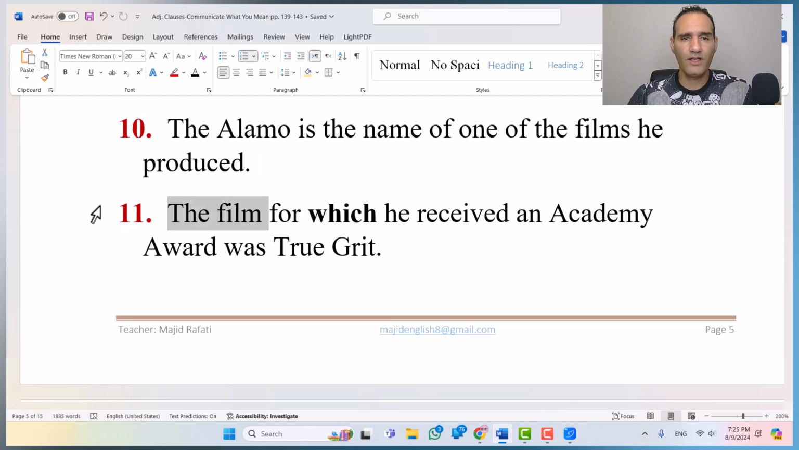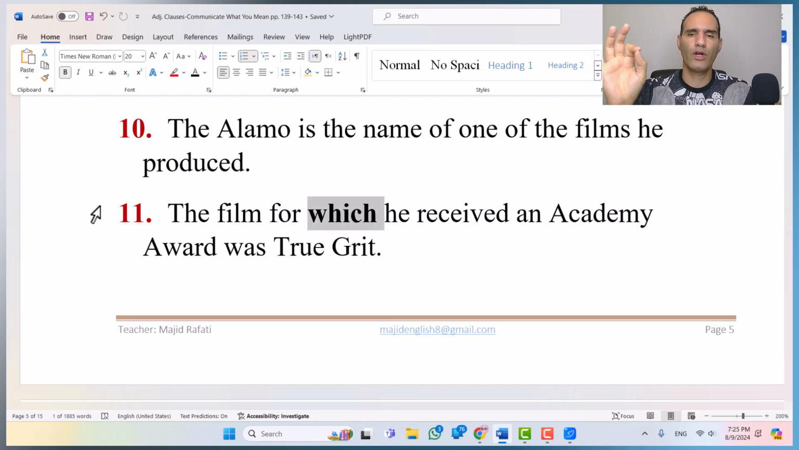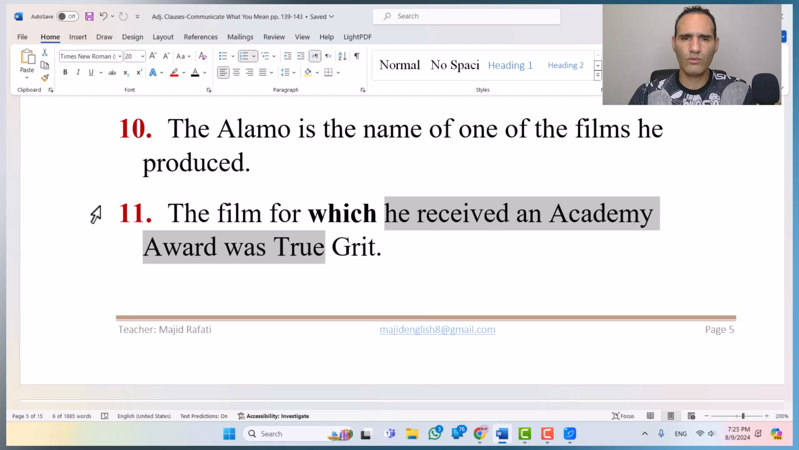11. The film for which, I told you if the relative pronoun is preceded by a preposition, that relative pronoun is only whom or which, and it cannot be omitted. The film for which, because it is film, we can bring which and nothing else. The film for which he received an Academy Award was True Grit. Okay.